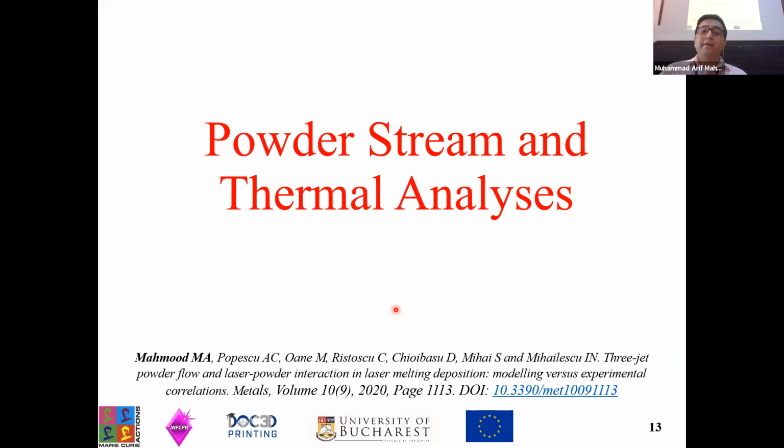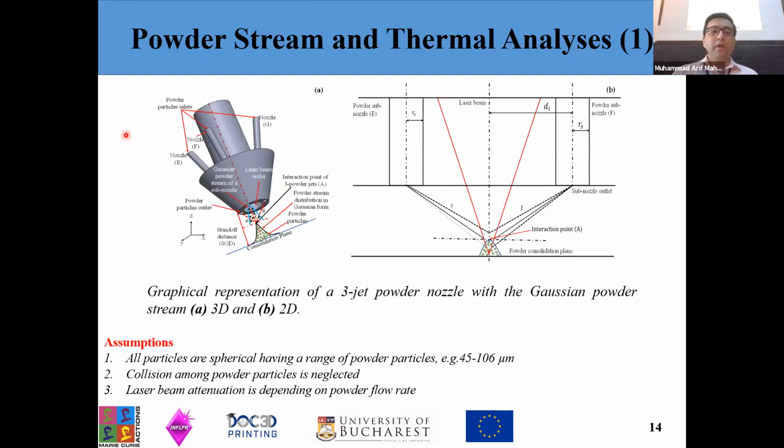After addressing this area, we moved to the powder stream and thermal analysis in laser melting deposition. Figure A is the schematic of the 3-jet powder nozzle. We can see that there are 3 sub nozzles, E, F, and G. The powder particles will enter here and will interact with the laser beam at point A. And at point A, they actually make a Gaussian distribution profile.